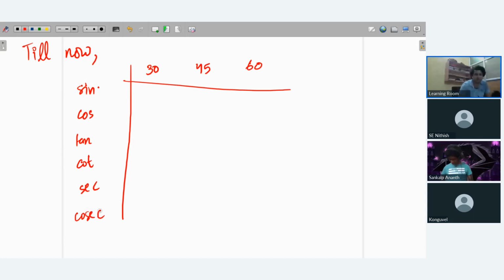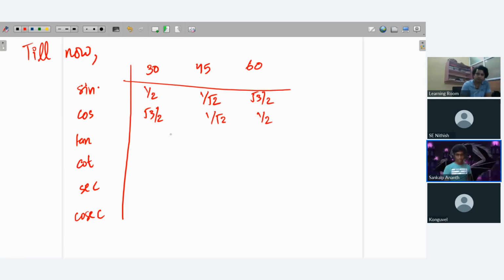We know every value of sine for these angles, every value of cos for these angles. Just to remind you, sine 30 is 1 by 2, sine 45 is 1 by root 2, sine 60 is root 3 by 2, cos 30 is root 3 by 2. Do you want to fill up this entire table? That's 1 by root 2, 1 by root 2, 1 by 2, 1 by 2.